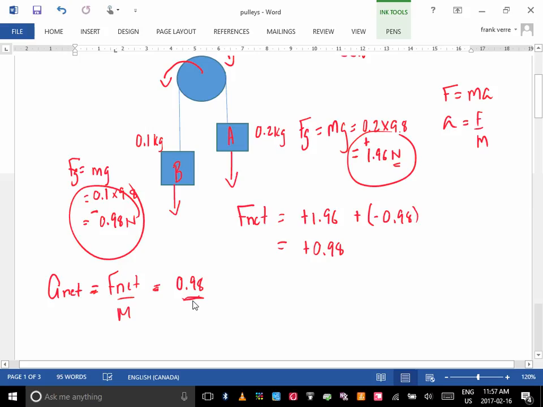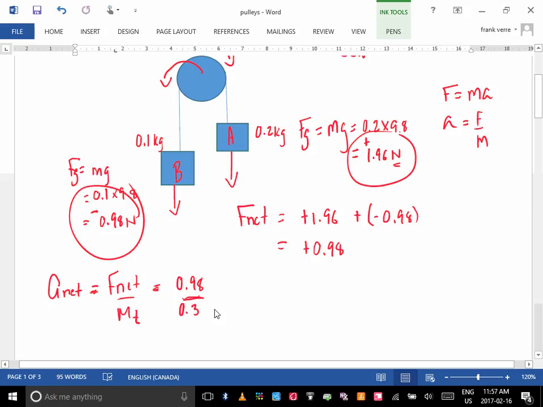But what do we use for our mass? What do you think we should use for mass? Was that the heavier one? Is it correct? Or are they not considered one system together? Because think about what's happening. Mass A is moving down, but mass B is moving with it. Correct? Because they're attached by a string. So in this case, you've got to use the total mass.